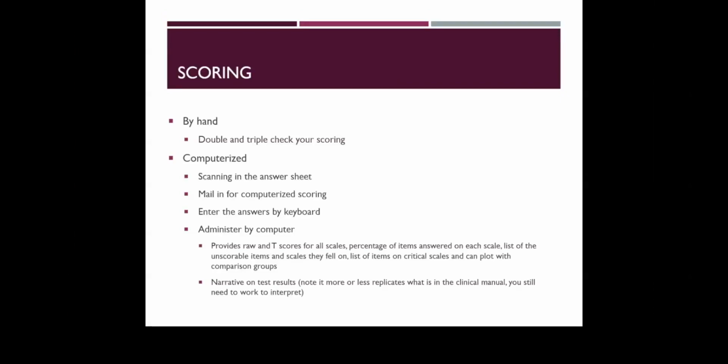You're going to have the least amount of human error because it will automatically provide you the raw and the T-scores for all the scales. It'll give you the percentage of items answered on each scale so that you can see above the cannot say items. It'll give you a list of unscorable items. It gives you the scales they fell on. It gives you the list of items on the critical scales. It can automatically do this plot with the comparison groups, the new clinical comparison groups. So that's a bonus. And it just saves you that human error of hand scoring, or if you're going to enter their answers into a keyboard and do it that way. You can also scan and mail in for computerized scoring. All those just reduce human error, so you're getting more reliable scores. But in terms of interpretation, there's no benefit whatsoever to the computerized version.